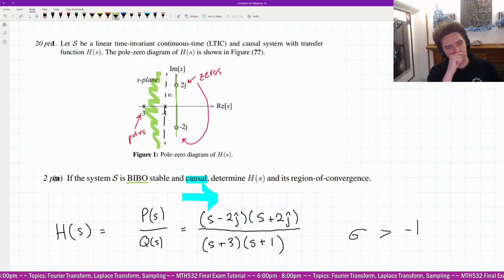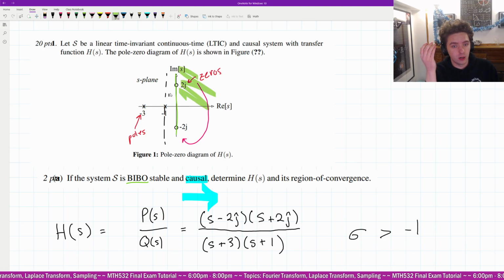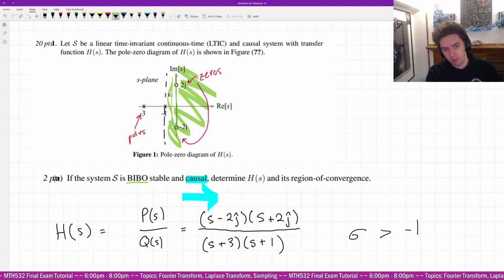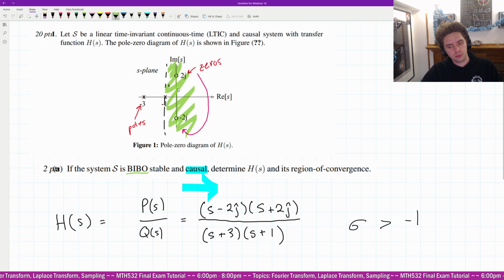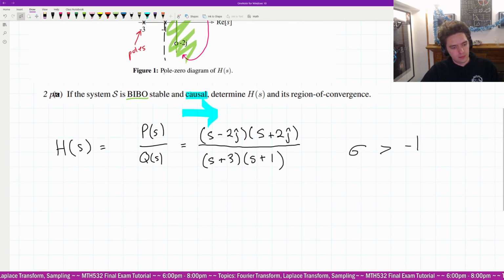Everything except the imaginary axis? Possibly. It could be the same kind of form, but with the exception of that. I don't know why it would be that, but it could. I've never seen that before, but that would match these two conditions. So it certainly would not include the imaginary axis if it was not BIBO stable. Okay, let's keep moving.